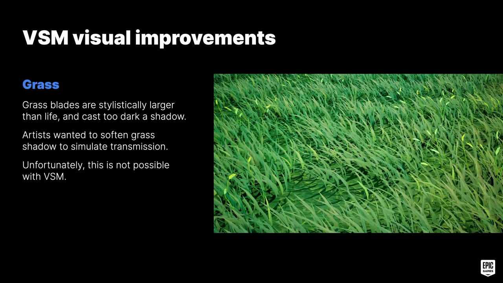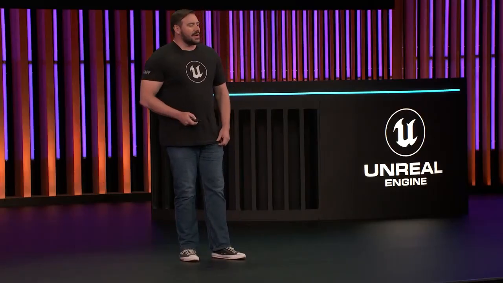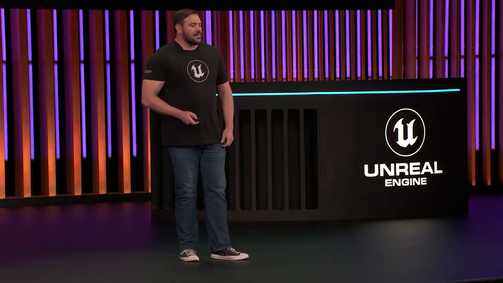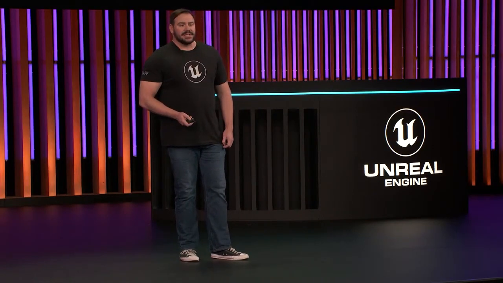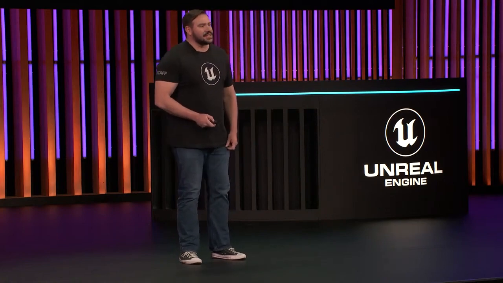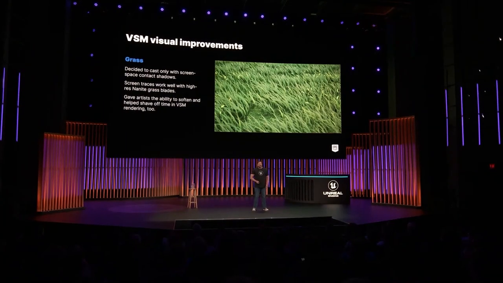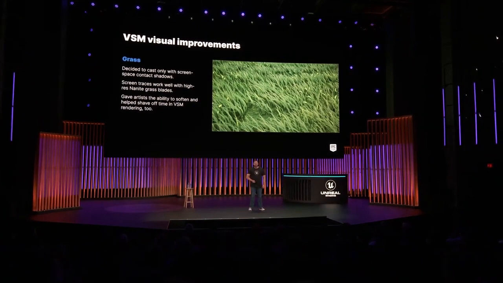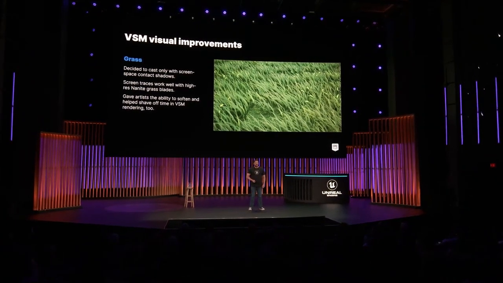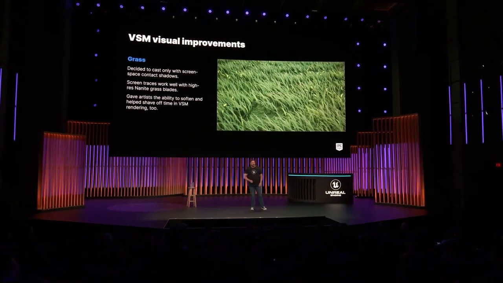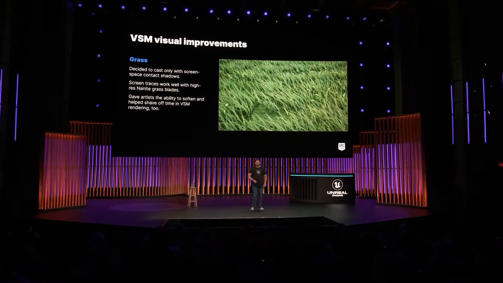Fortnite's grass features blades that are stylistically larger than life, which meant that they cast an unrealistically large shadow. In turn, the artist wanted to be able to soften the shadow term for grass to simulate transmission. VSM unfortunately can't provide this. So we decided that grass shadows were best represented using screen space contact shadows only. The high-res nature of Nanite grass tends to provide good detail in the depth buffer for this technique. This allowed artists to make grass shadows more subtle while also reducing the rendering costs.